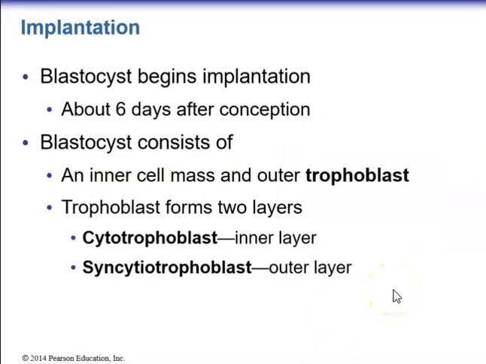So about day 6 after fertilization, after conception, we call the cell a blastocyst. So the blastocyst will begin implantation. Blastocyst will consist of an inner cell mass and outer trophoblast. Now the trophoblast will form 2 layers. There's the inner layer, which is the cytotrophoblast, and then there's the outer layer, which is the syncytiotrophoblast.